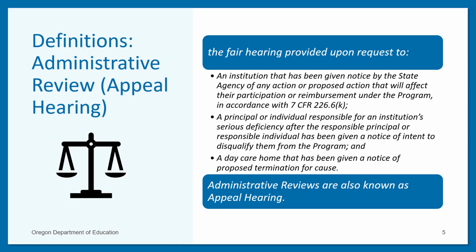Before we get into the conversation of appeals, it's important to have a strong understanding of the language used within the appeal process. When a sponsor or responsible individual or principal is provided appeal rights, they are provided an opportunity for an administrative review. USDA defines an administrative review as the fair hearing provided upon request to an institution that has been given notice by the state agency of any action or proposed action that will affect their participation or reimbursement under the program in accordance with 7 CFR 226.6(k).